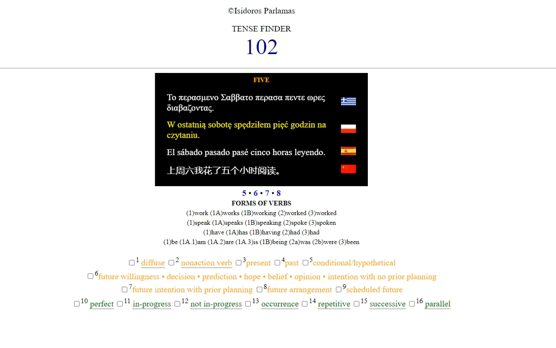Okay. Now, first, what time frame is that? W ostatnią sobotę, this is clear, that this is past. So we go here and this is past, and we have here past, okay? What else can we see here? Spędziłem 5 godzin na czytaniu.